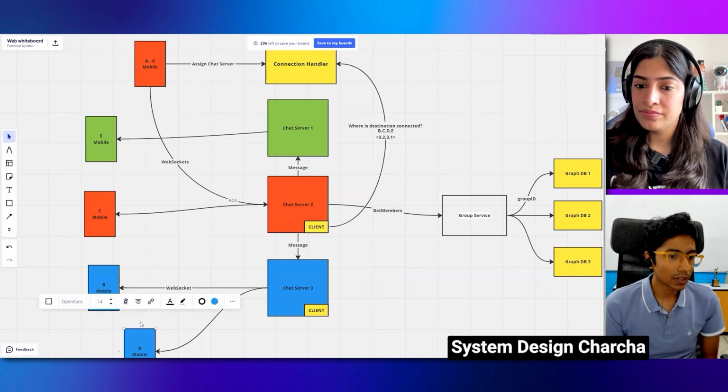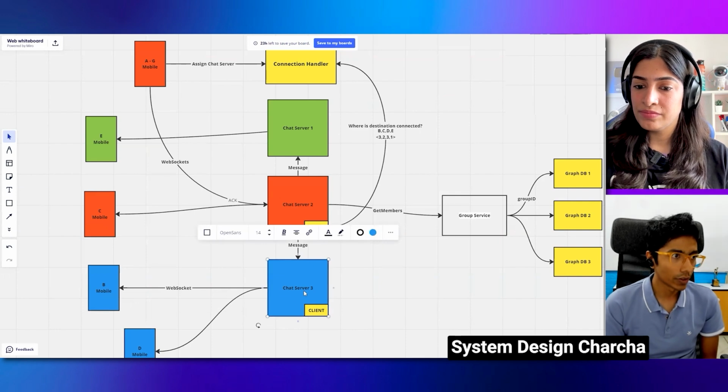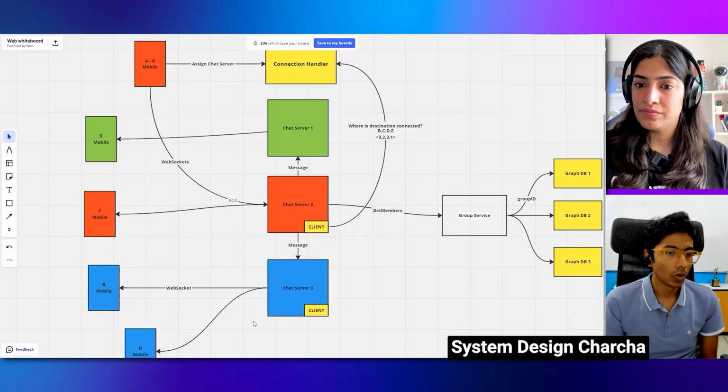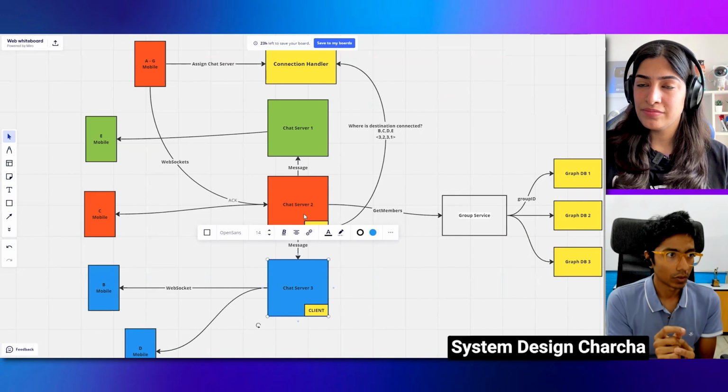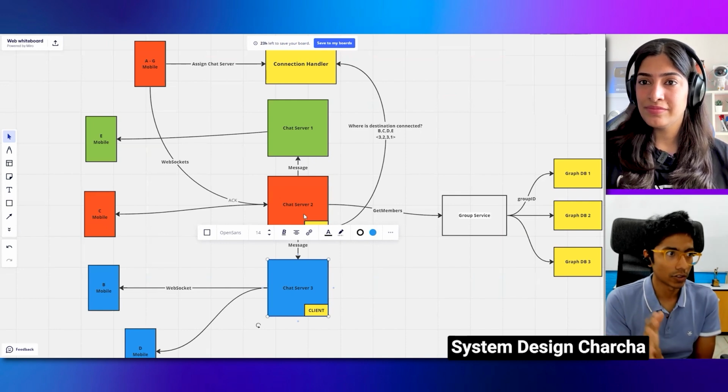When D opens their mobile and sees it, chat server 3 gets an acknowledgement, or rather a read receipt. So Gaurav sent a hi, D has read it, and chat server 3 got the read receipt. They need to store this somewhere. They need to say that D has read this message of Gaurav.